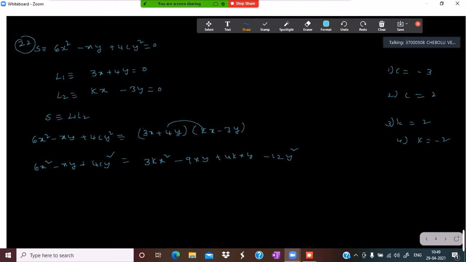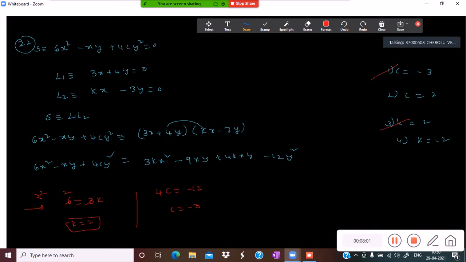Comparing these two, first comparing the terms of x square. Left side is equal to 6, right side only 3k. So 3 cancels 2 times, so k is equal to 2. K is equal to 2 means this is a correct option. And coming to y square terms, here y square means 4c is equal to minus 12, so c is equal to minus 3. So this is correct. Only these two options are correct. Note down. If you have any doubts, ask me.